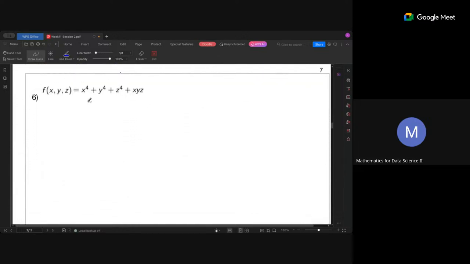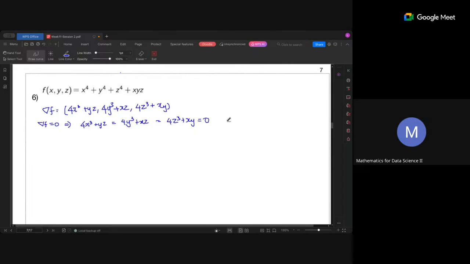So let us do one more problem of this type. So now what is your gradient function for this? 4x cubed plus yz, 4y cubed plus xz, 4z cubed plus xy. This one maybe is a little lengthy. All right. Now, your del f is equal to 0 implies 4x cube plus yz equal to 4y cube plus xz equal to 4z cube plus xy equal to 0, right?